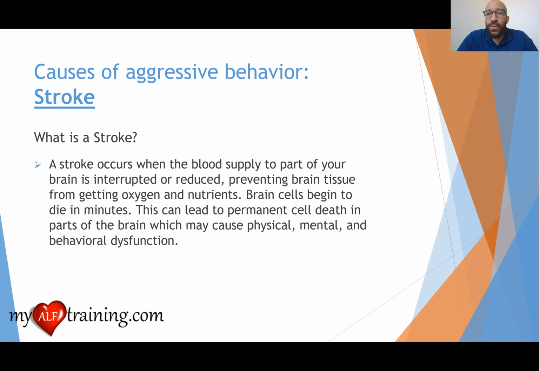And we don't know what that brain cell that died controlled. Maybe that brain cell that died helped control speech, or maybe that brain cell that died helped control movement on the left side of the body. That's why sometimes when we take care of stroke patients, some of them have trouble talking, some of them have trouble with memory, some of them have trouble moving their arm or moving their leg. So that's a stroke. It leads to permanent cell death in parts of the brain, which may cause physical, mental, and behavioral dysfunction. Sometimes those brain cells even control our rational decision making, our ability to control our emotion, and both of those things play a large role in our behavior.